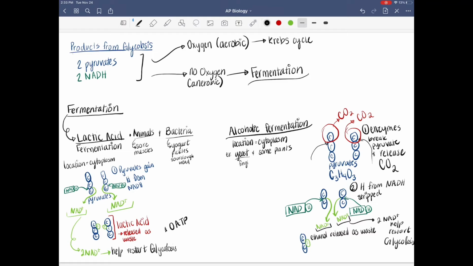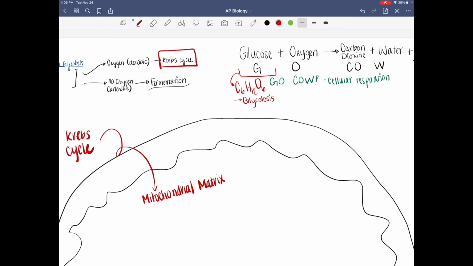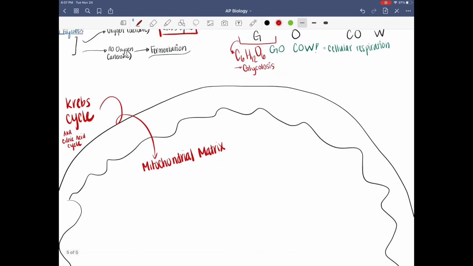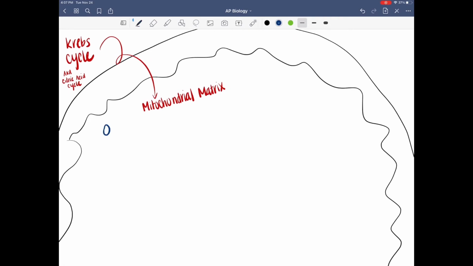All right, so now if we do have oxygen present, which was our other reactant in our formula for cellular respiration, we'll go into the Krebs cycle, which is our aerobic process. It is going to occur in our mitochondria. Okay, so more specifically, it's going to occur in the mitochondrial matrix, and it's also known as the citric acid cycle. This is when we have our oxygen present. So look at our reaction, it's that second reactant.